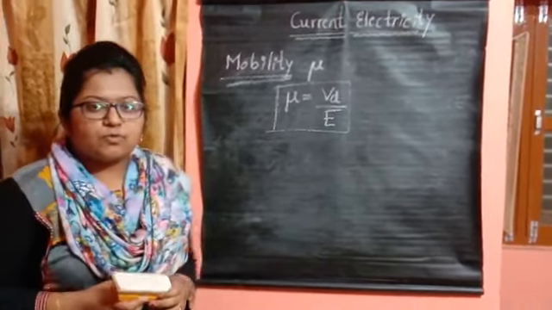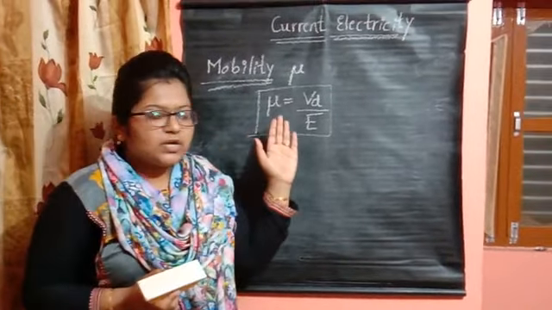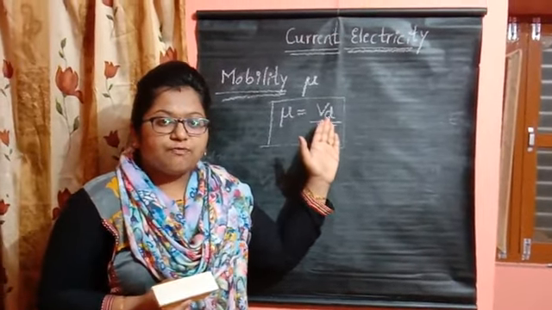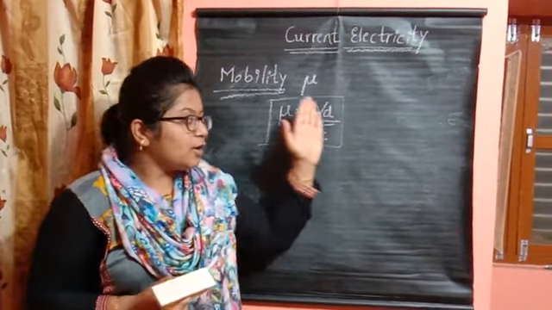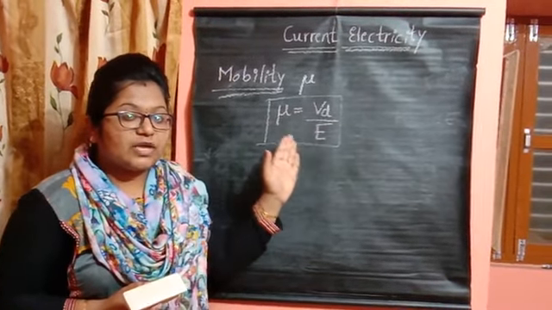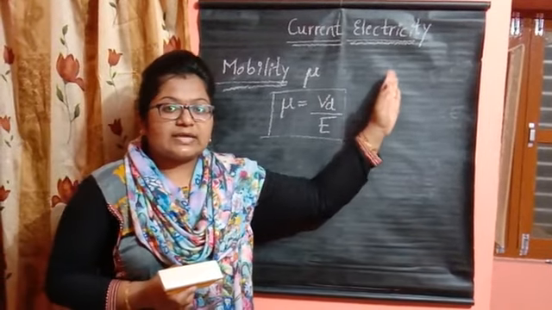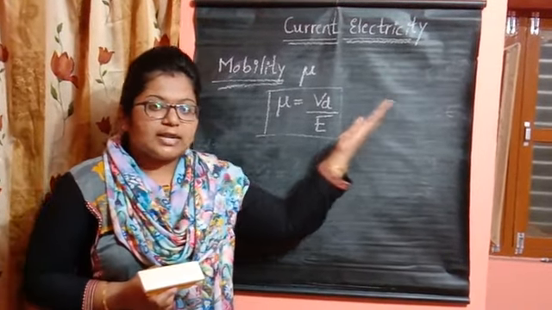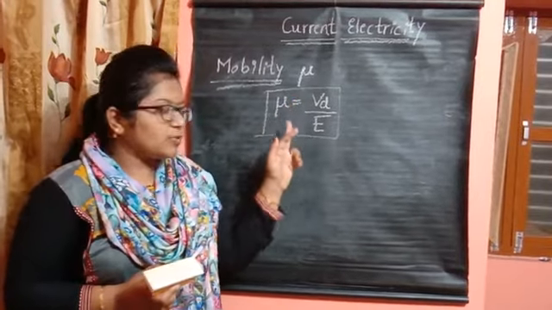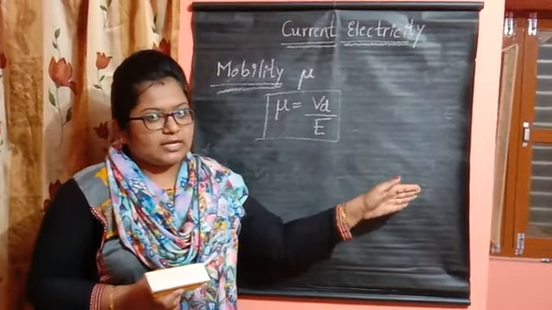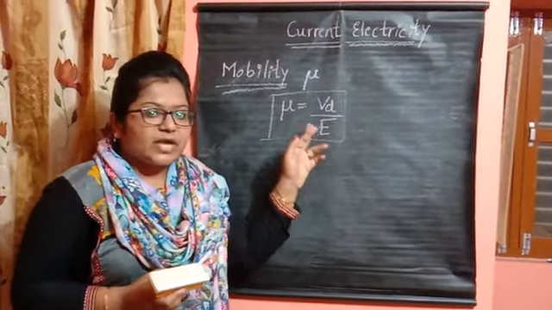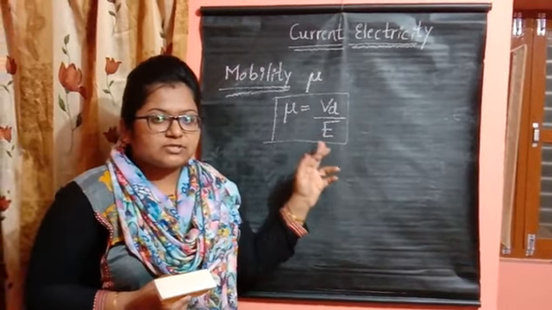How can we define mobility? The ratio of drift velocity of the free electrons in a conductor to the applied field. Here you are applying the electric field to the conductor. Then only electrons are moving in a direction opposite to the electric field. Then only current is coming. So this is essential for the flow of electrons in a conductor.